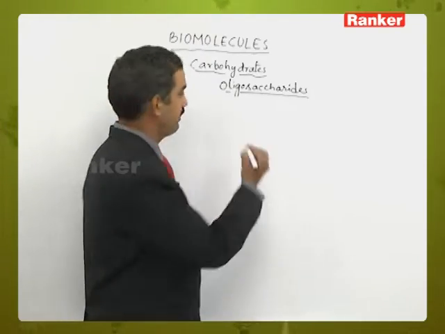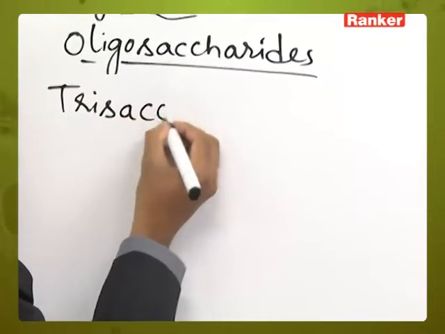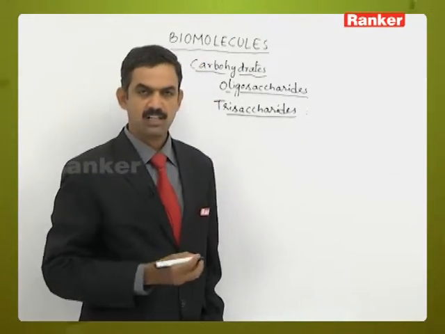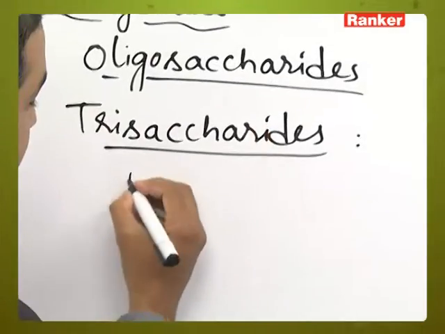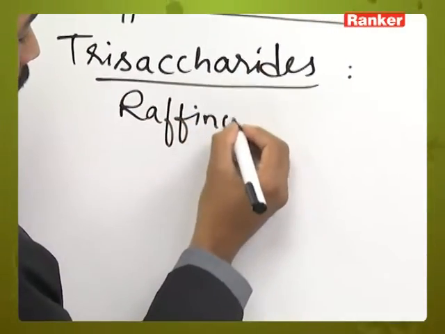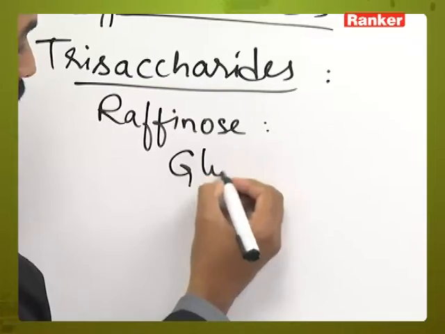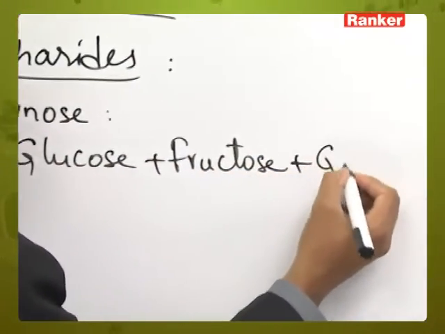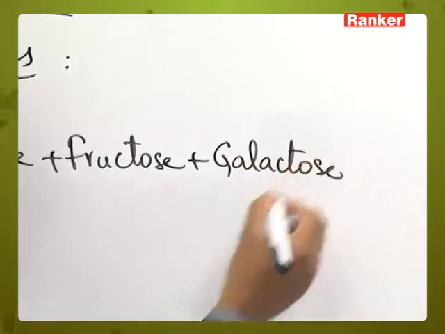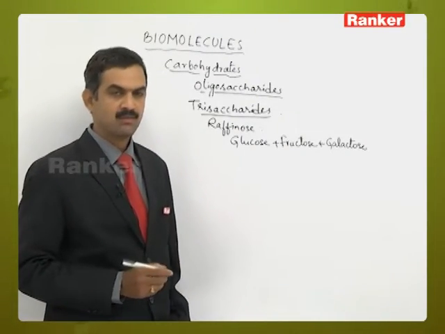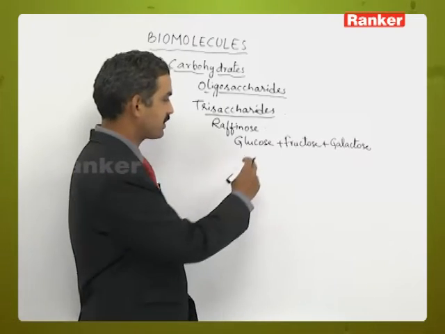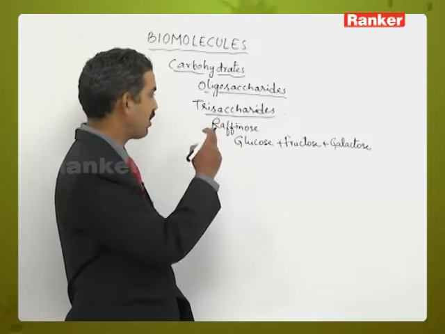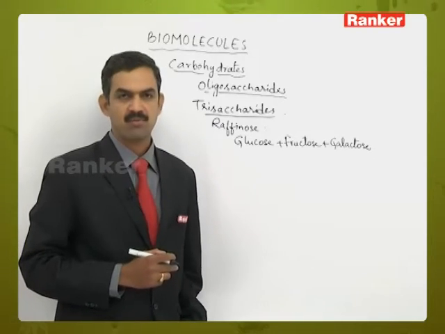In the oligosaccharides, the next ones are the trisaccharides. Trisaccharides contain 3 monomer molecules, or 3 sugar molecules. Here in the trisaccharides, the best example is raffinose. Raffinose contains glucose plus fructose plus galactose. Glucose, fructose and galactose are present. So this type of combination, that is 3 sugar molecules or 3 monomer molecules, combine to form a trisaccharide called raffinose.